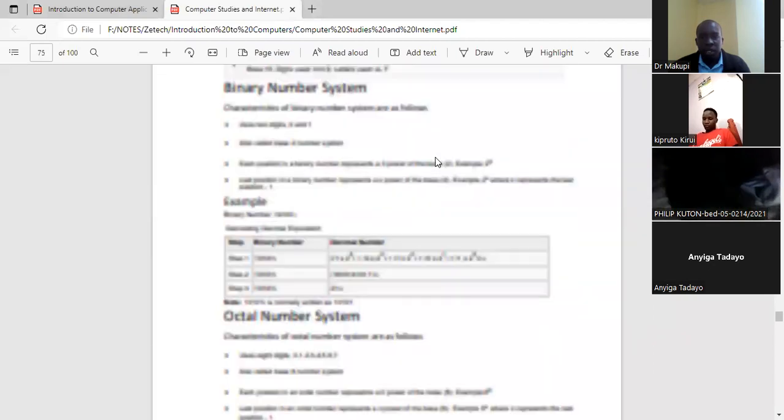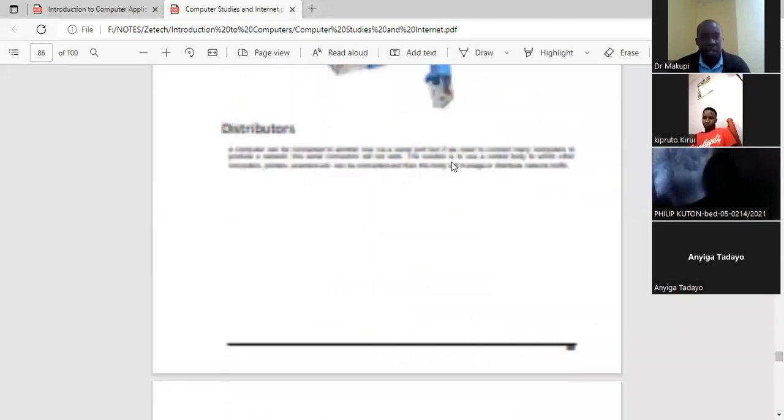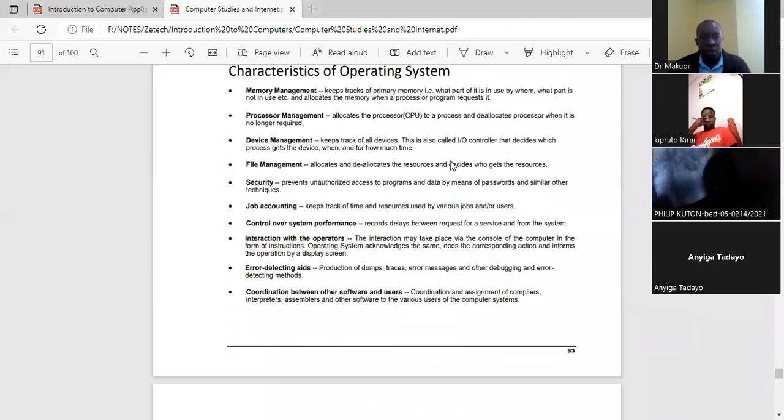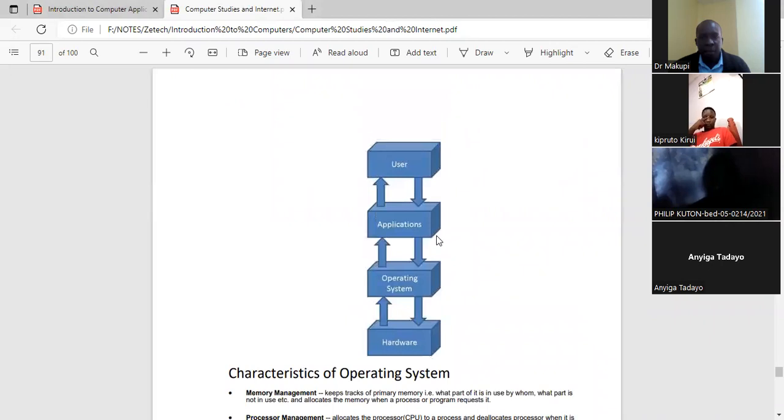I want to take you straight to a diagrammatic representation here, and then we agree that this is close to a user. You can see that diagram. This is the point where we have application software. You see, we have users. Immediately after users, we have applications. This is the level where we have application software. The users interact with application software.